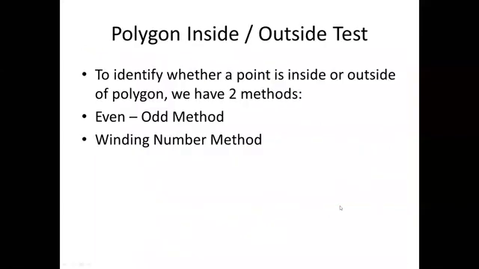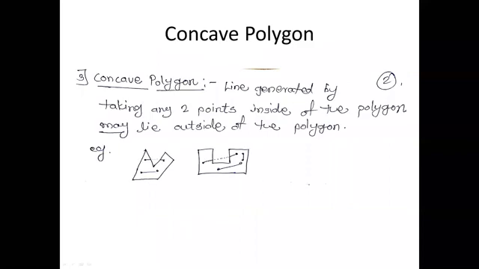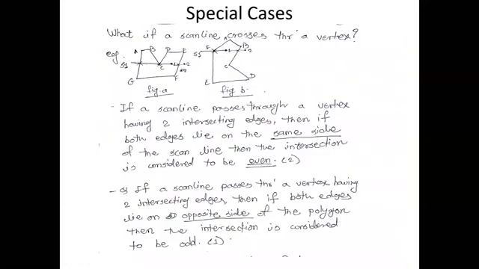Okay, so we will move further. We have to consider some special cases for the inside and outside test. Now, what is that special case? If a scan line crosses through a vertex.